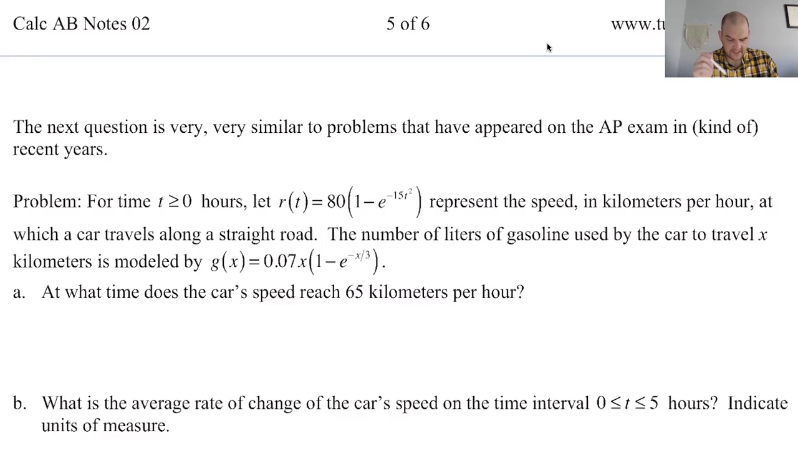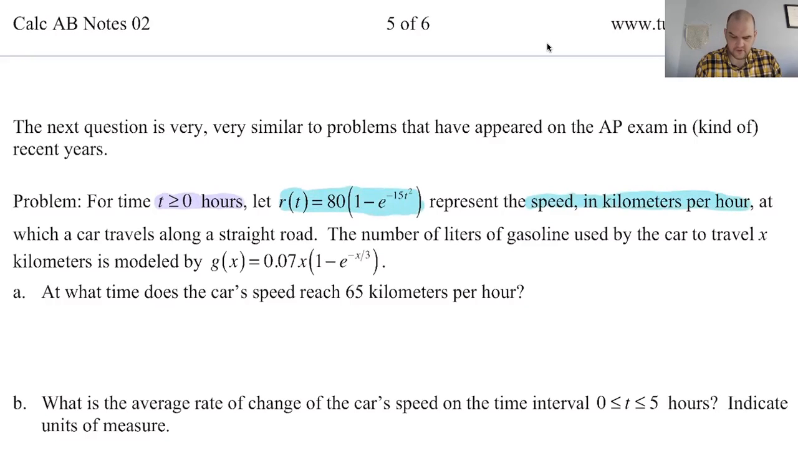So for time t greater than or equal to 0 hours. So t is in hours. That's a big deal. You've got to keep track of these things now. Let r of t equals 80 quantity 1 minus e to the negative 15t squared represent the speed in kilometers per hour. So what do we know? We know t is in hours. Then we know that r of t is speed in kilometers per hour.